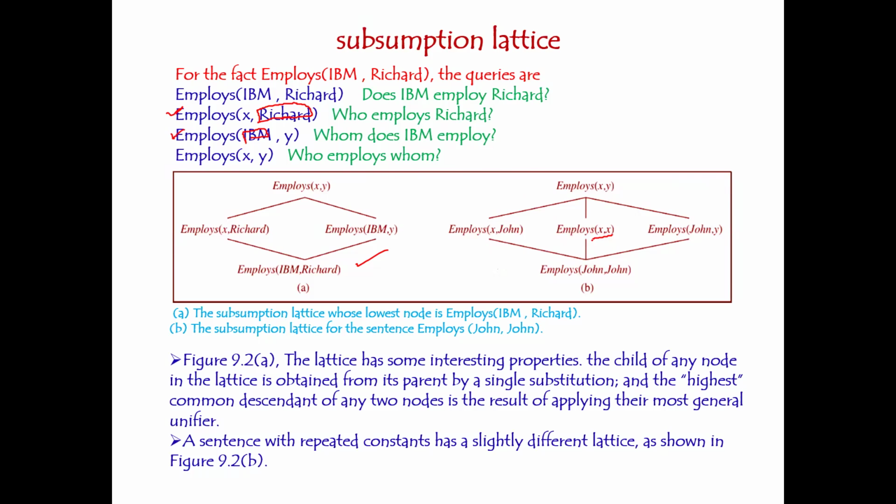From these two, if you observe, X is replaced with John, and similarly Y is also replaced with John. So the result for both variables is the same. I can also rewrite it as employees of X comma X. So the result of this is employees of John comma John. John employs John.